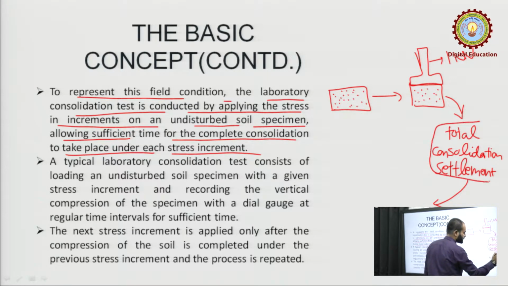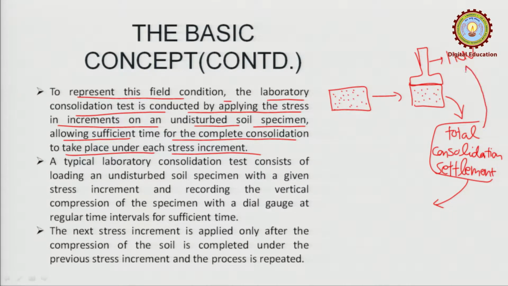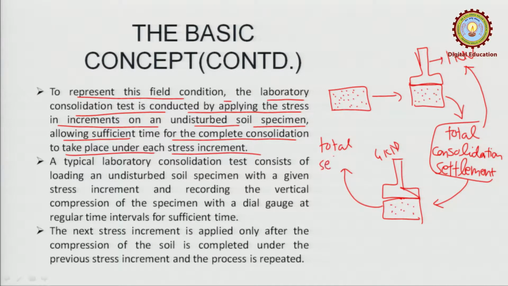Once the total consolidation settlement corresponding to this load is found, then we again increase the load on the specimen. Now, we will be having a load, let us say 4 kilonewton, okay. And again the process we will be doing, total settlement, okay. Again then further we will increase the load if we are required to do so, okay.